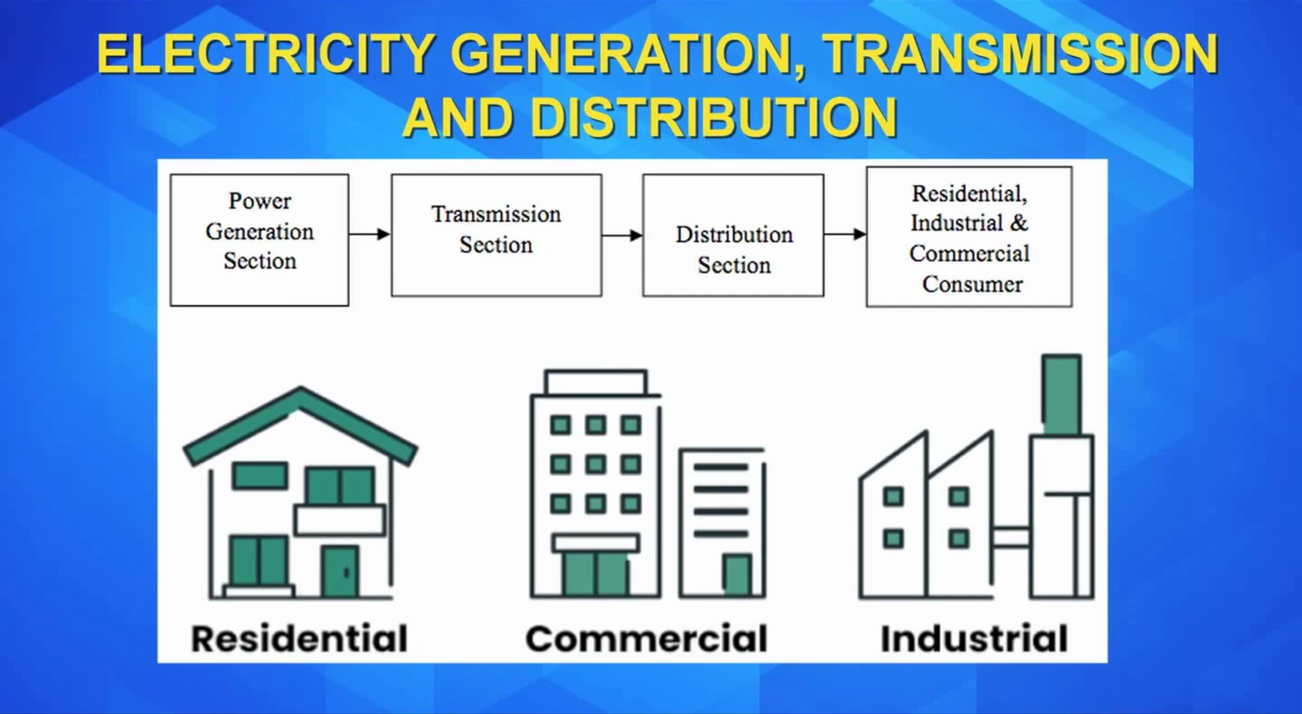Next is the distribution section. Electric utilities distribute electricity from the transmission network to consumers through a system of low voltage distribution lines. Distribution networks consist of transformers, substations, and power lines that deliver electricity among the various customers. In general, customers are of three types: residential, commercial, and industrial.